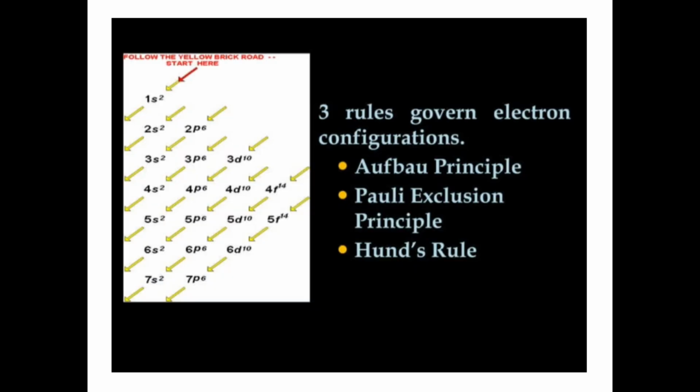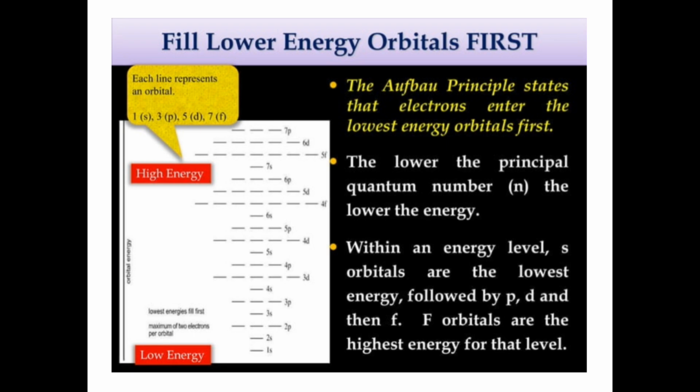Okay, so there are 3 rules that guide electron configurations. We have the Aufbau principle, we have the Pauli exclusion principle, and the Hund's rule. These are the 3 rules that guide electron configurations. Let's look at them one after the other.